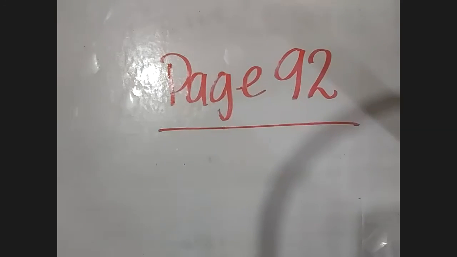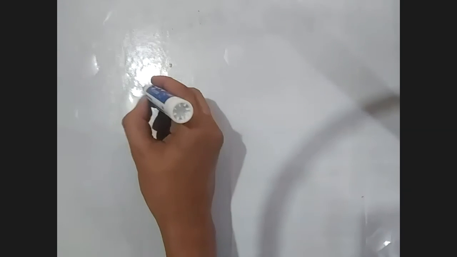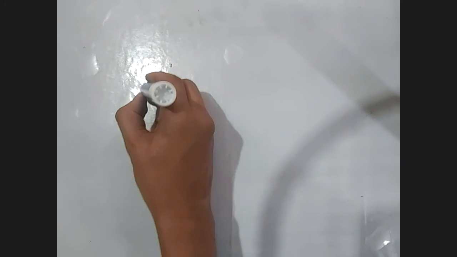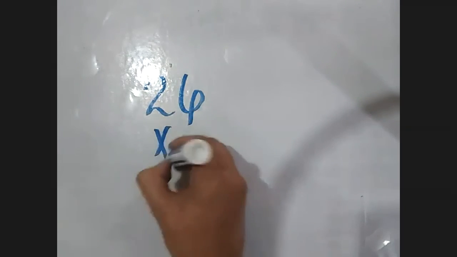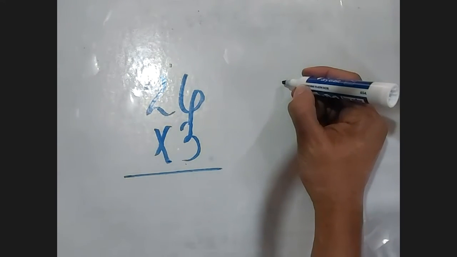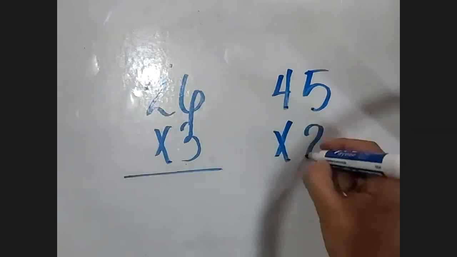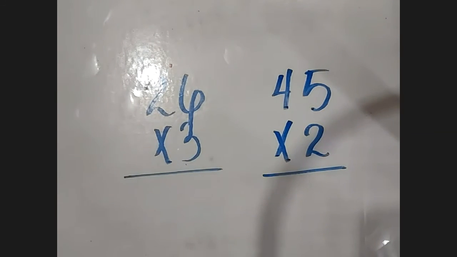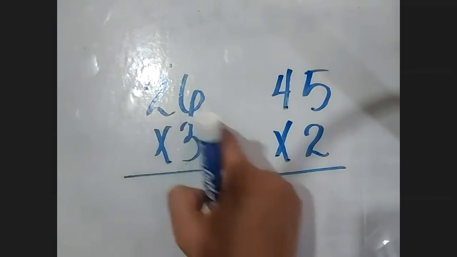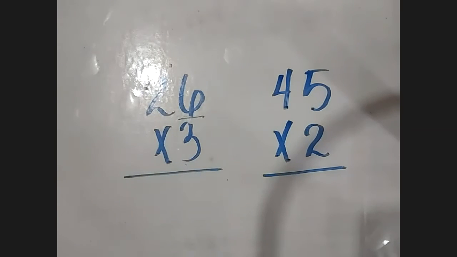Let's see, number 1. We're gonna do number 1 to see if you did it correct. Okay. Let's see. What multiplications do we have there in number 1? 26 times 3. And the other one? 45 times 2. Okay, very good. Let's do the first one then. 3 times 6.